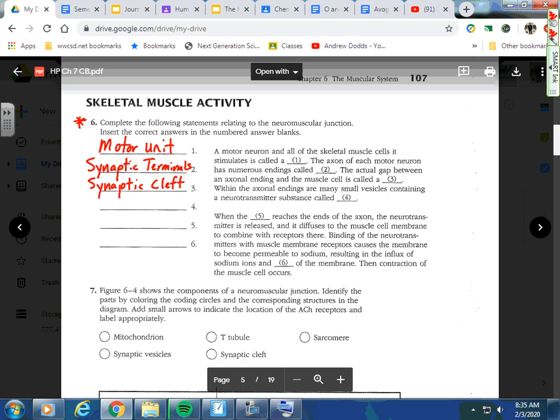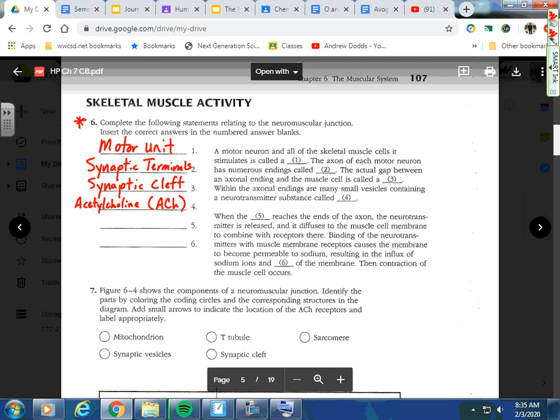All right, and number 4. Within the axonal endings are many small vesicles containing a neurotransmitter substance called acetylcholine, or, yeah, I'll write it both. Which we typically abbreviate as ACH. All right. Neurotransmitter just means it's a chemical that is used to send signals. All right.